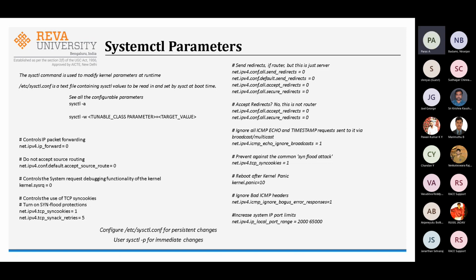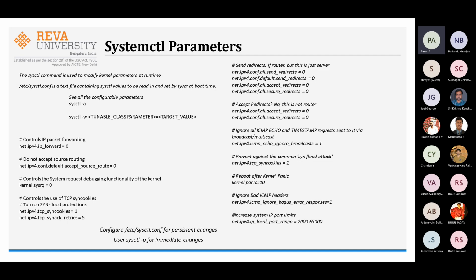If I am not intending my server to work as a router, I can disable certain parameters like ipv4.conf.all.send_redirects, or accept_redirects or secure_redirects. I can essentially turn those off, which will disallow my system to act as an intermediary or a router. Similarly, accept redirects and secure redirects we have talked about.